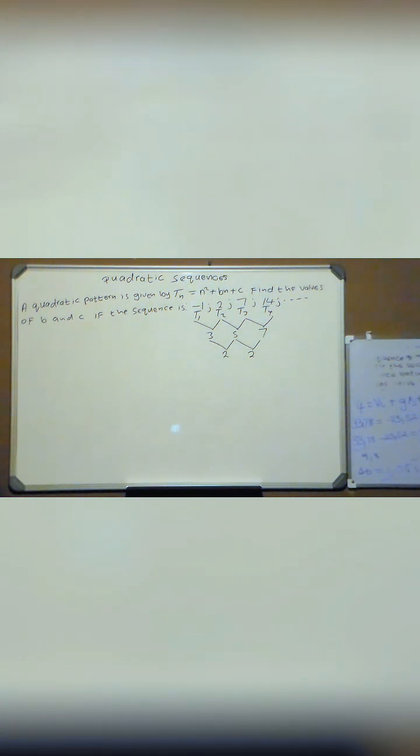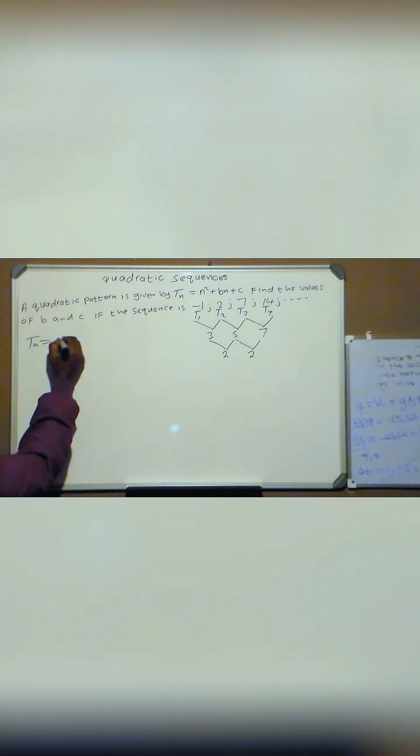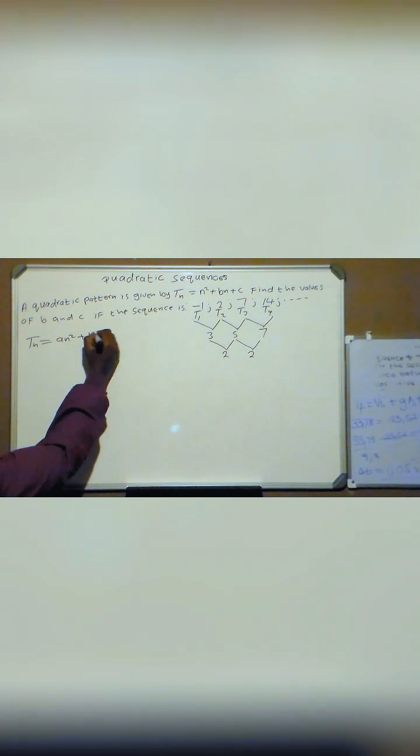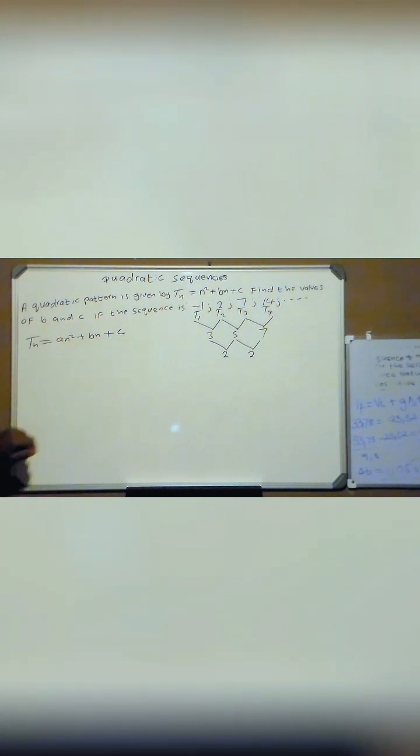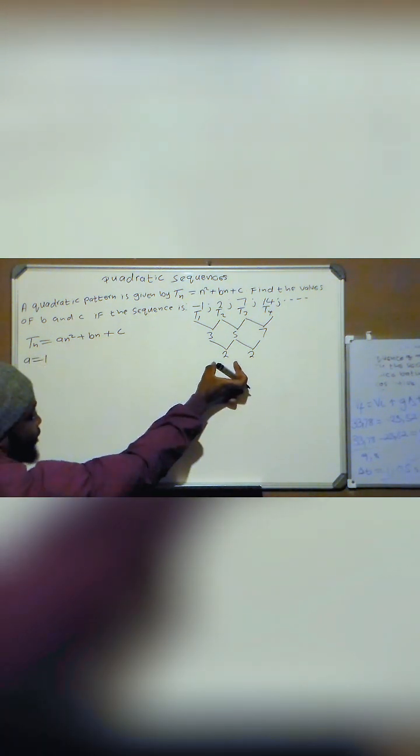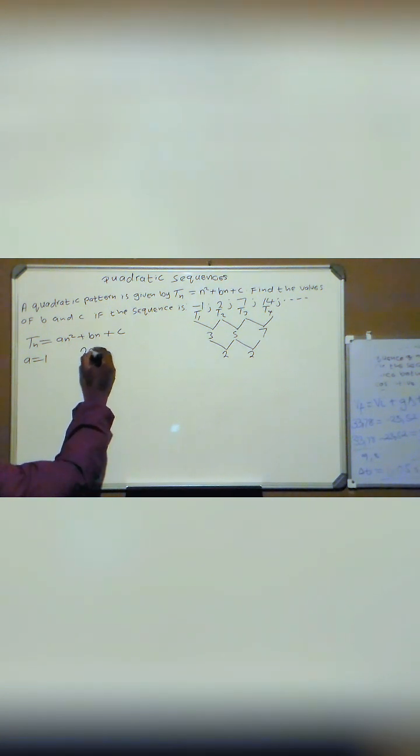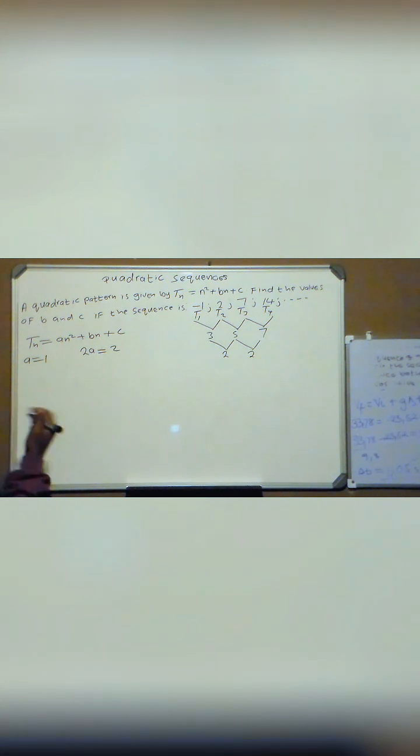Why am I doing this? Remember that the general term of a quadratic sequence is Tn equals an squared plus bn plus c, right? And they have given us the general term Tn as n squared plus bn plus c. So already they have given the value of a. So the value of a here is what? It is 1. And also if you find it for yourself, you use 2a equals 2, therefore a is equal to 1. So what's left for us is to find b and c.